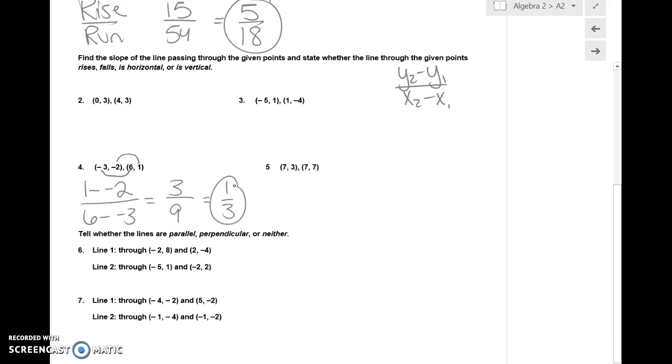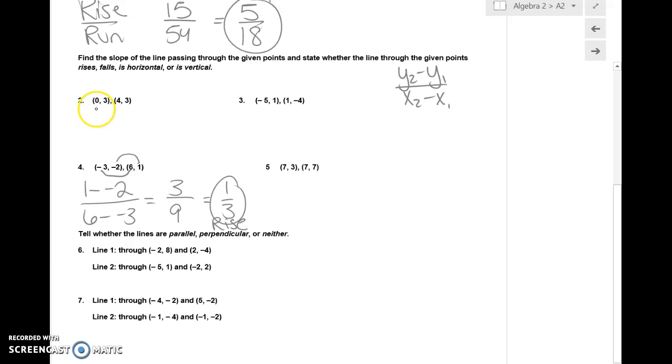Now, does that slope rise, fall, horizontal, or vertical? Yeah, you're right. It rises. It's positive. It rises. Good job. Okay, try 2, 3, and 5 on your own.